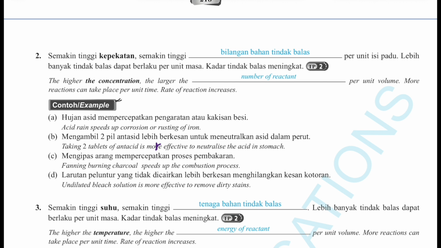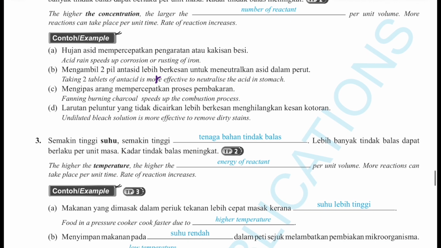Why is that? Why when the concentration higher, rate of reaction higher? Why? Because when we use higher concentration, the larger the number of reactant per unit volume. Semakin banyak, semakin tinggi bilangan bahan tindak balas per unit isi padu. So more reaction can take place per unit time. So rate of reaction increases.